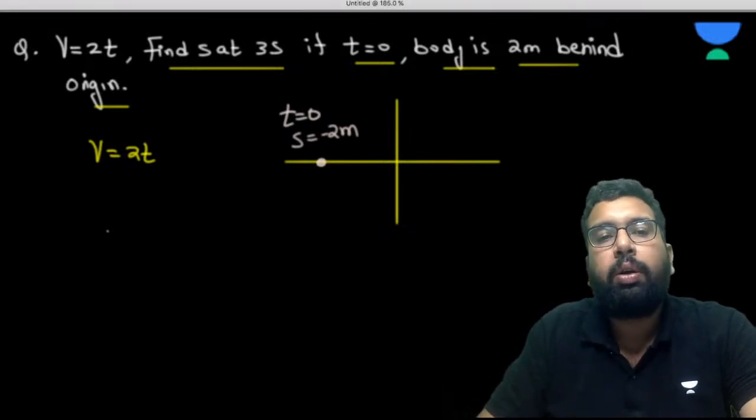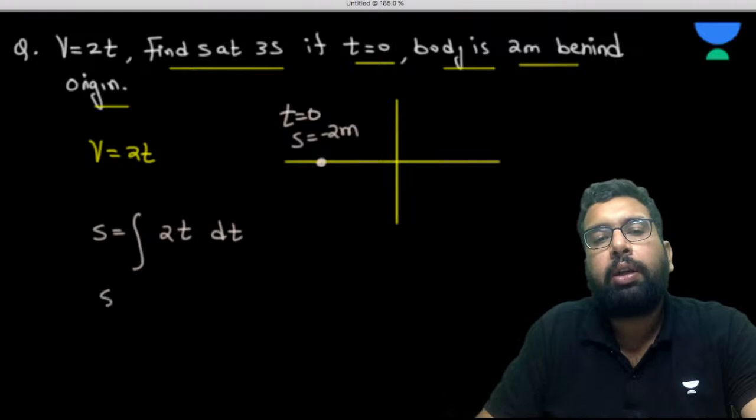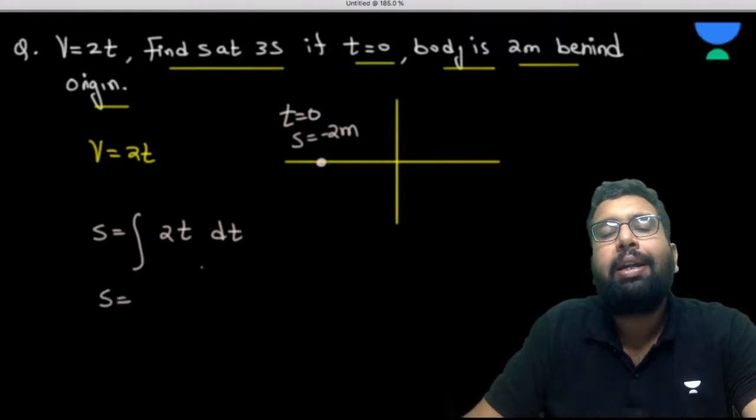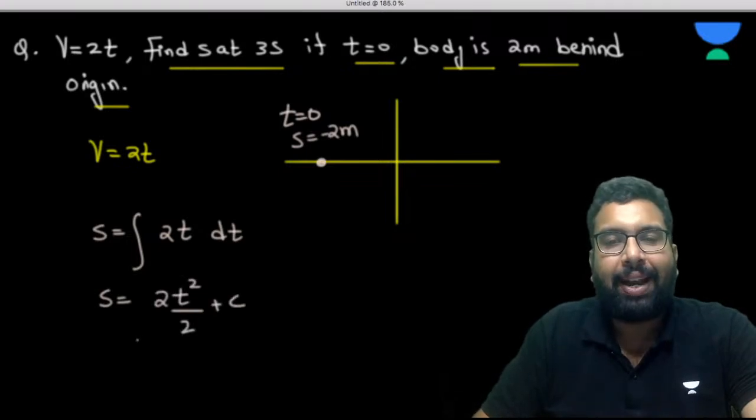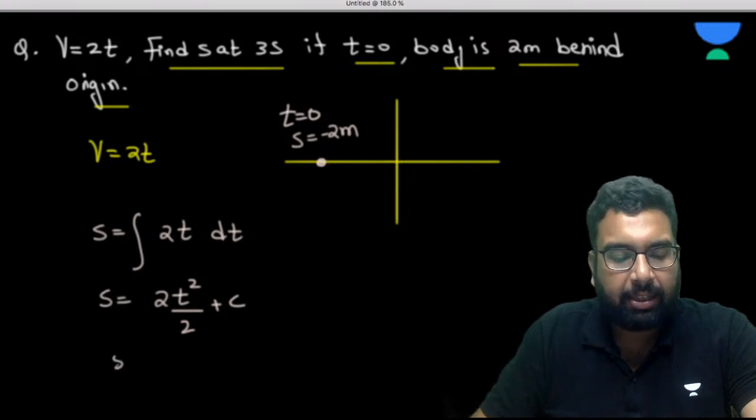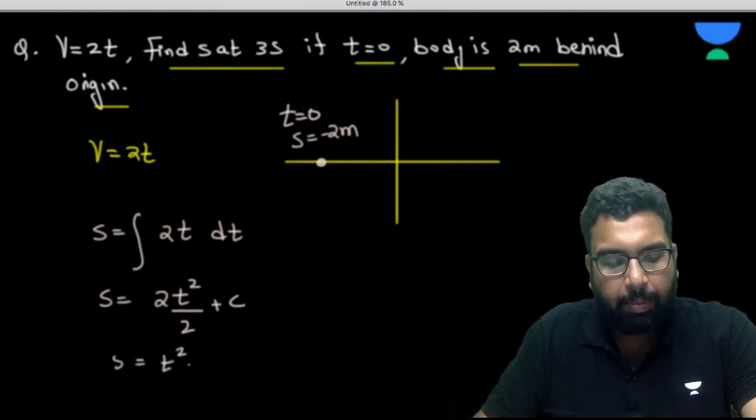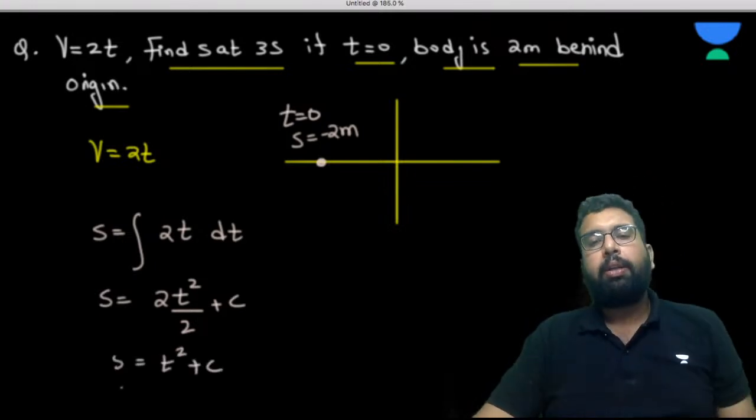So when v is equal to 2t, can we say that the displacement is equal to the integration of 2t dt? Because we want the displacement to be the integral of it. So it is going to be 2t square by 2 plus c. So basically s is equal to t square plus c.